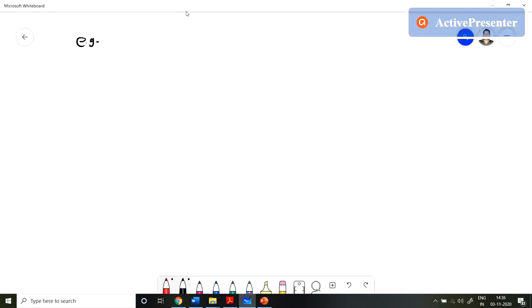We have a very basic signal, and we can find its Fourier transform. So the next question is, find the Fourier transform of signum t by using the delta function.